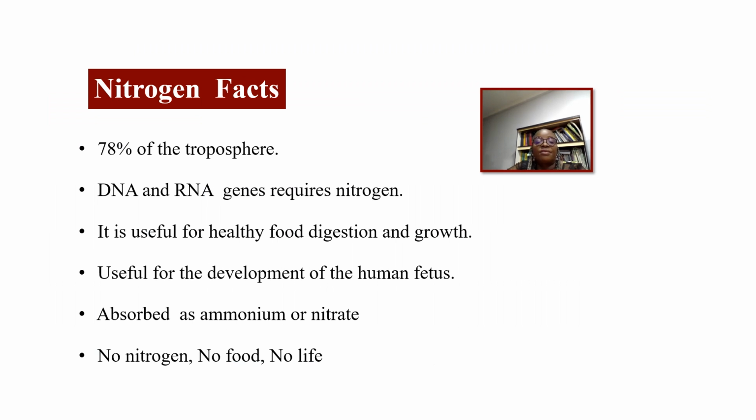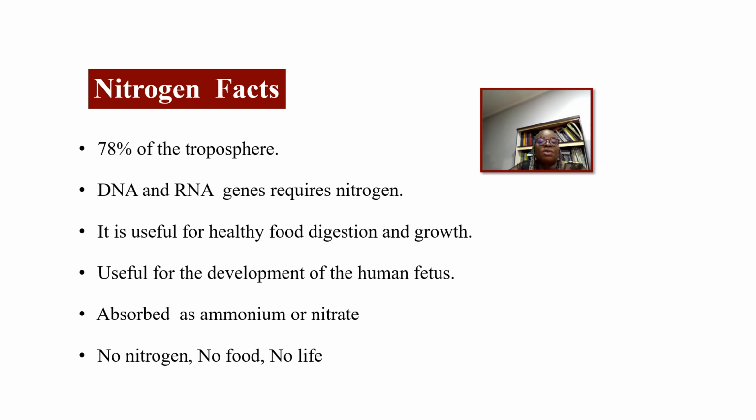Facts about nitrogen. Nitrogen is one of the most important elements of this group. It is the most abundant element in the Earth's atmosphere, making up 78% of the troposphere. It is colorless, odorless, and non-toxic. But nitrogen cannot be absorbed directly by plants and animals until it is converted into compounds they can use.